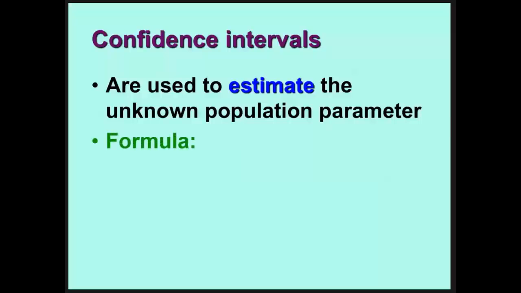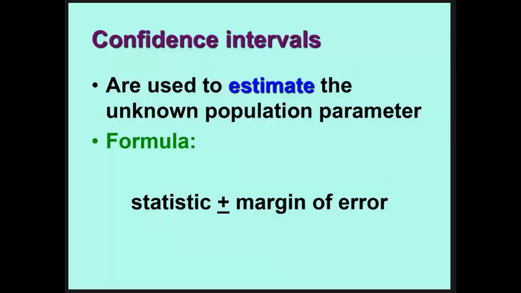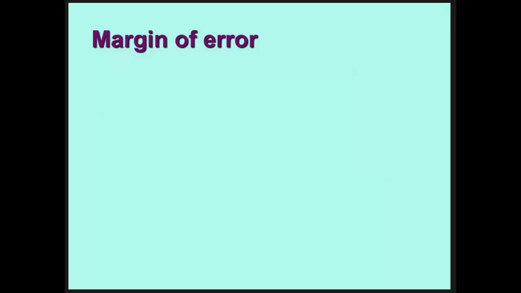The formula is on the surface pretty simple and straightforward. We take the statistic plus or minus the margin of error. Of course, we don't know what the margin of error is right now, but the statistic in our case would be the proportion of the sample that we're looking at. So margin of error, let's define what that is.